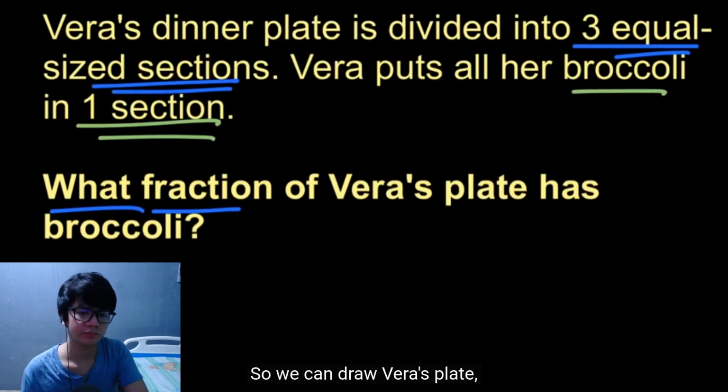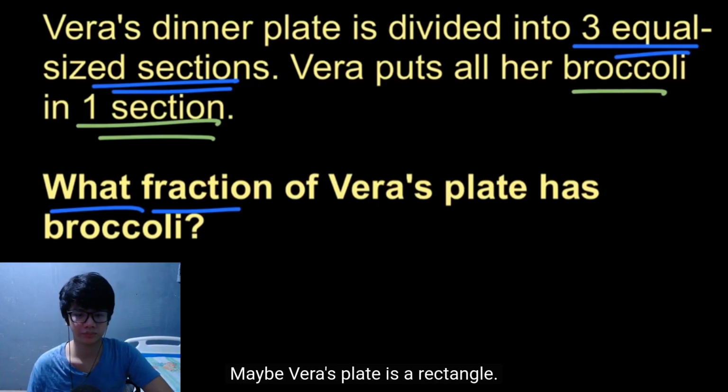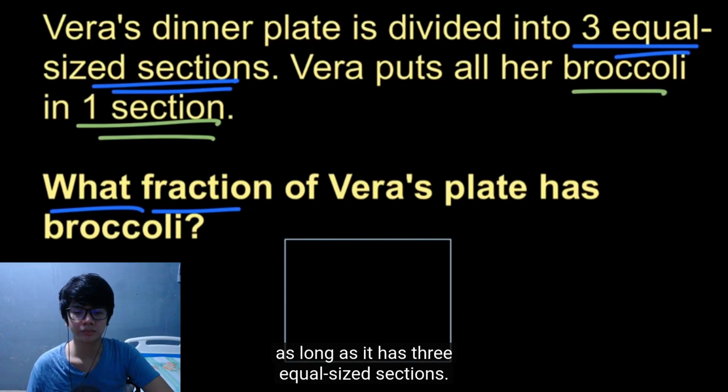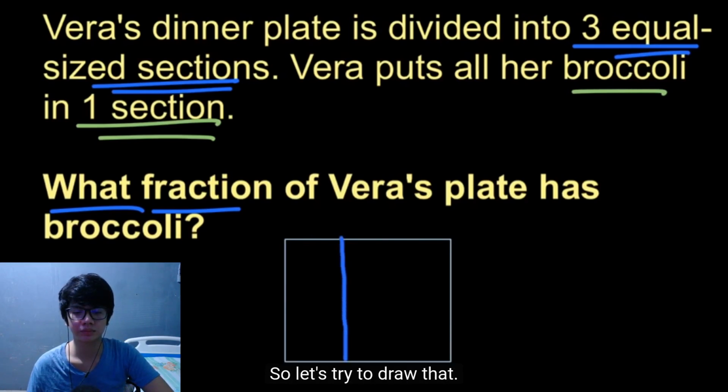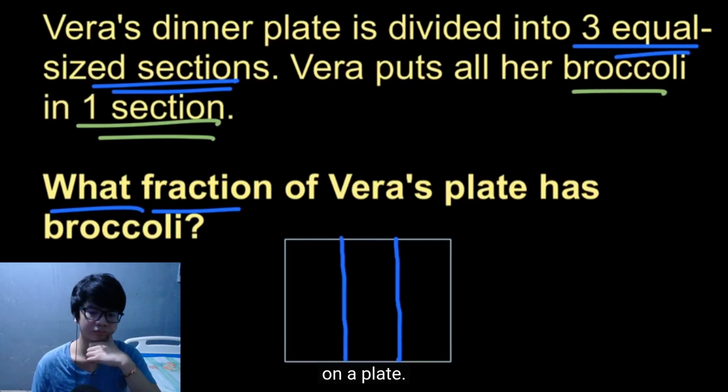So we can draw Vera's plate, try to represent this with a picture. Maybe Vera's plate is a rectangle, we don't really know, but a rectangle will work as long as it has 3 equal size sections. So let's try to draw that. This may not be perfect. We could probably do that second one a little better. But this should represent 3 equal size sections on a plate.